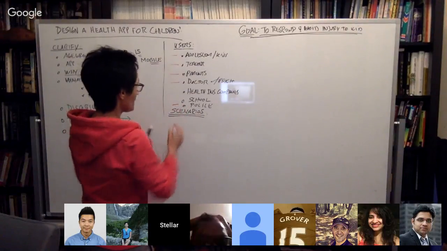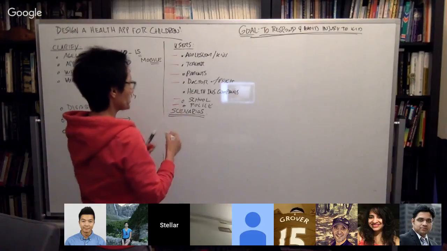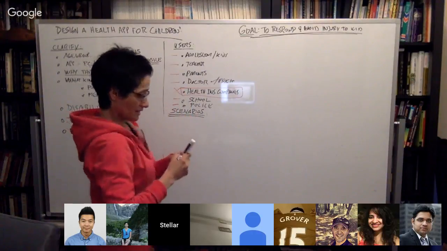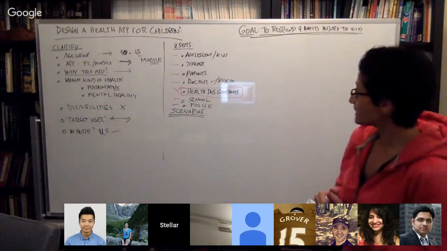Okay. School, definitely. I want the school to be involved. But I don't want the insurance. No, I just want money. All right. Do we agree on that?